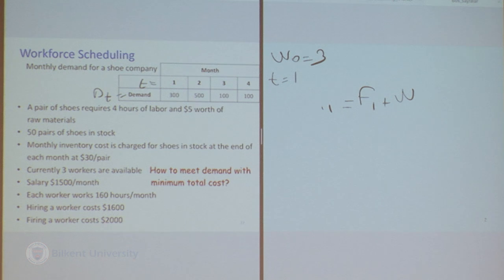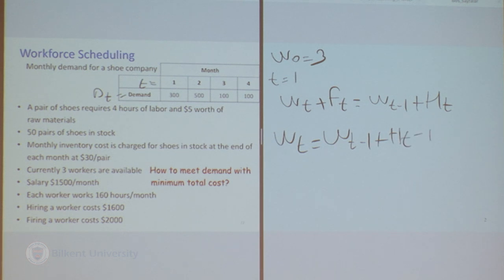Let me do this like this first. Hold on. Let me write it in the open form first. WT, the workers that are working this month, plus the ones I fired, are actually coming from T minus 1 plus the ones I hired. Or, this is easier to see: the workers working this month are the workers working last month, plus the ones I hired, minus the ones I fired. Yeah? This is the same equation with respect to the number of workers.